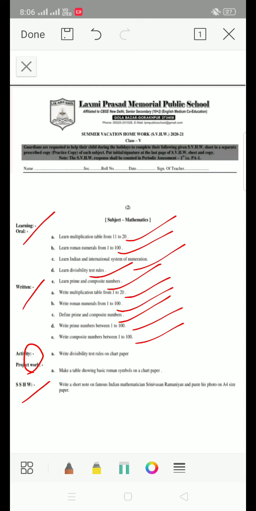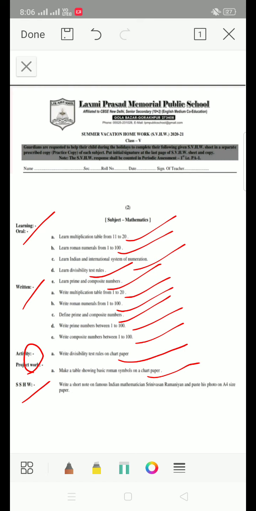In activity and project work you have been given 2 assignments. The first one is write divisibility test rules on a chart paper, and the second one is make a table showing basic Roman symbols on a chart paper. What you have to do is take 2 chart papers. In the first chart paper you have to write divisibility test rules of the numbers 2, 3, 4, 5, 6, 7, 8, 9 and 10. And in the second chart paper you have to make a table of basic Roman symbols.